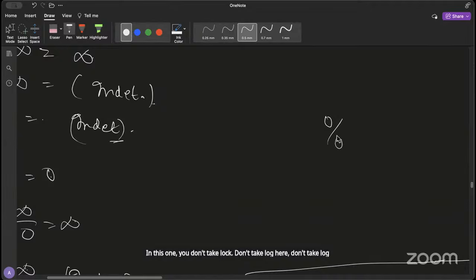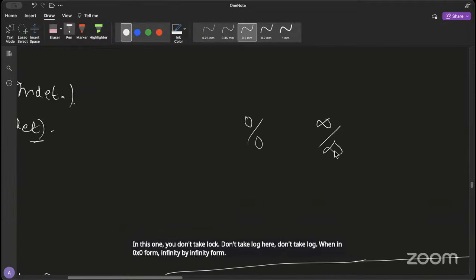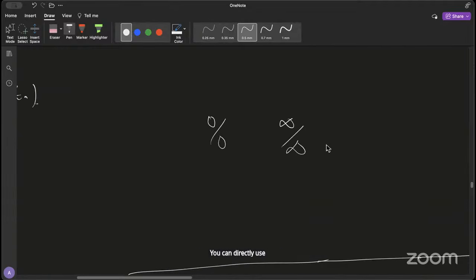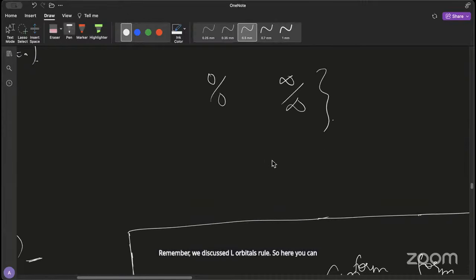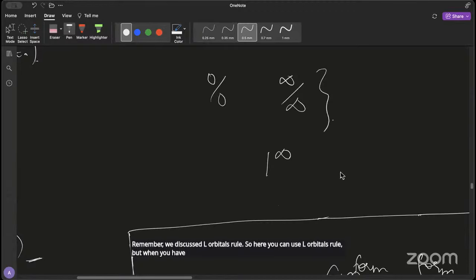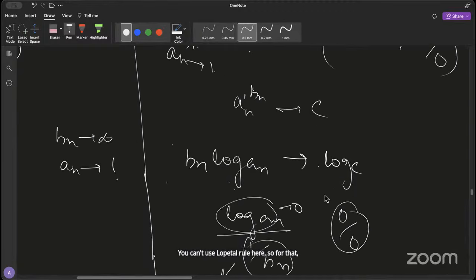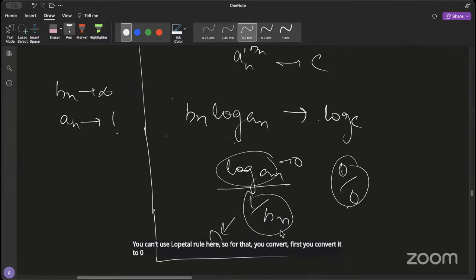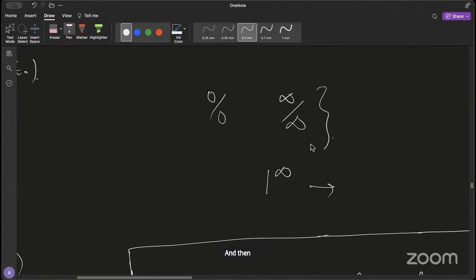When in 0 by 0 form or infinity by infinity form, you can directly use L'Hopital's rule. Remember, we discussed L'Hopital's rule. But when you have 1 to the power infinity, you can't use L'Hopital's rule directly. So for that, you convert it to 0 by 0 form in this manner, and then you use L'Hopital's rule.